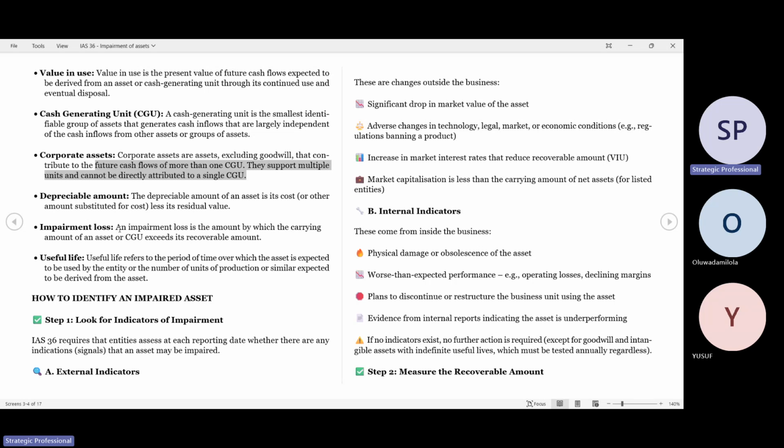Then your recoverable amount, I said, is the higher of fair value less cost to sell and value in use. The higher of them. So if your carrying amount is more than your recoverable amount, it means that asset has been impaired. Let's look at it realistically. You are saying that in your book of accounts, your asset is 50 million. However, if you decide to sell that asset today in the market, you will not see more than 40 million naira or $40 million from that asset.